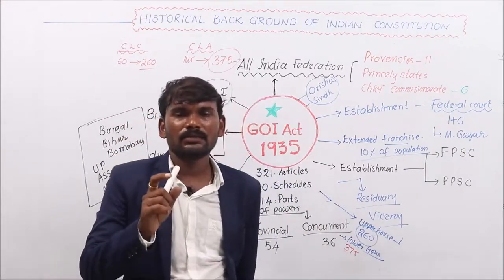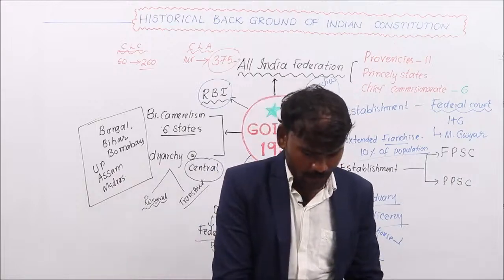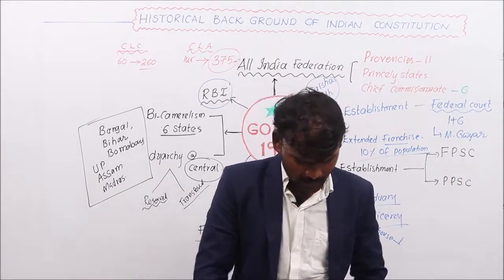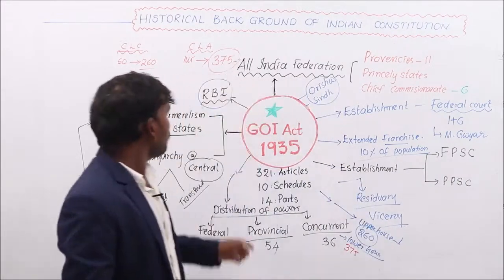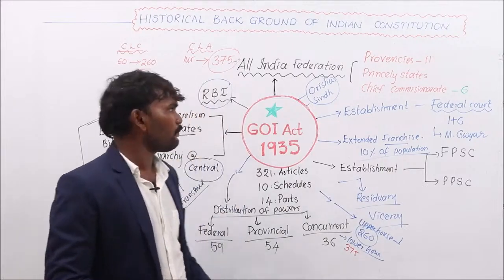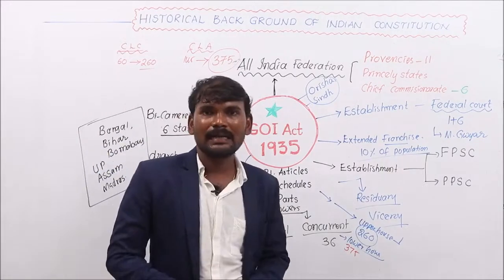These are the main salient features of the 1935 Government of India Act. Actually, this Act came into existence in April 1937. The Reserve Bank of India also came into existence in 1937. So as per this Act, in 1937 the general elections were held.